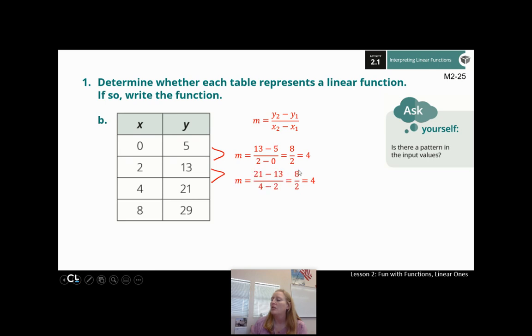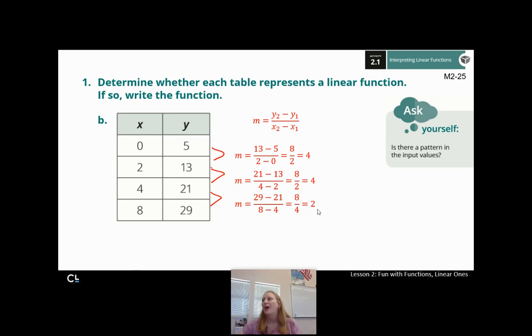So 21 minus 13 is 8, 4 minus 2 is 2. I still have a 4. That's a good sign. But don't forget, we have to check this last set. So 29 minus 21 over 8 minus 4. 29 minus 21 is 8, but 8 minus 4 is 4, and 8 divided by 4 is 2.